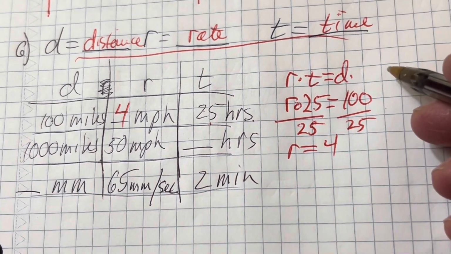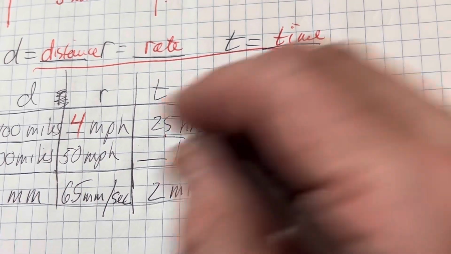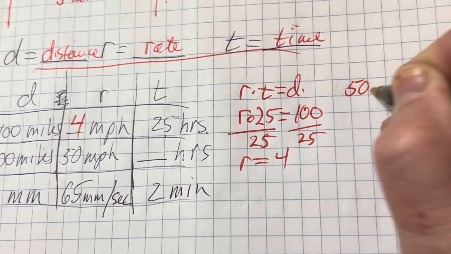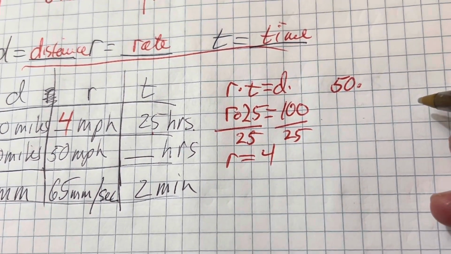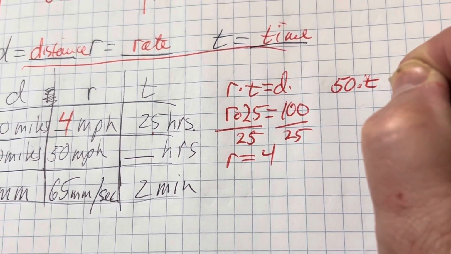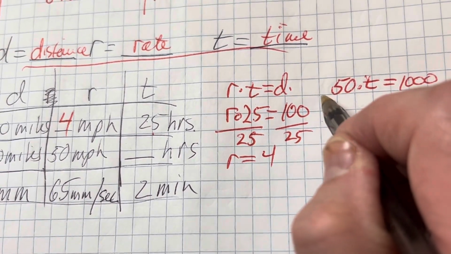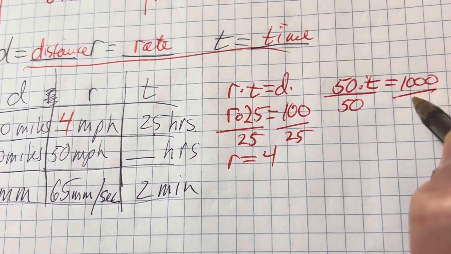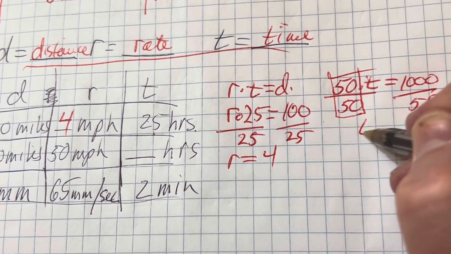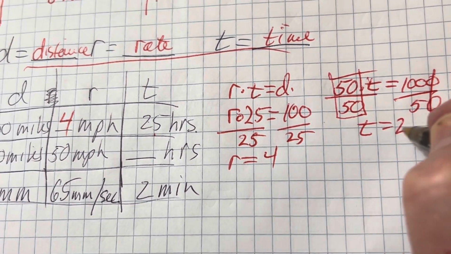Then we have the second part of this table, I guess you could say. Rate is 50 times the time, which is, I don't know, I'll call that T, equals the distance, which is 1,000. I'm going to go ahead and divide both sides by 50 to find the time. This is a giant 1. T equals 100 divided by 5 is 20.